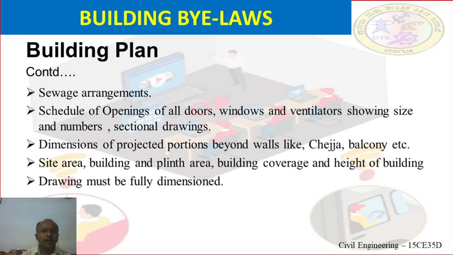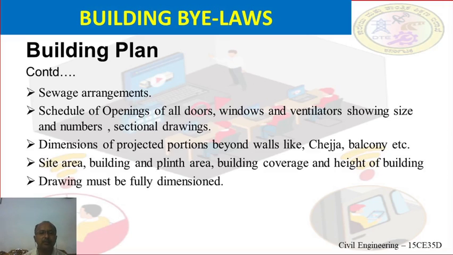Now, another important item which shall be indicated in the building plan is the sewage arrangements and the schedule of openings of all the doors and windows, and sizes of the openings, and dimensions of the projected portions like chhajja. The site area, building area and coverage area must be indicated in the building plan, and the drawing must be fully dimensioned. So let us discuss one by one.